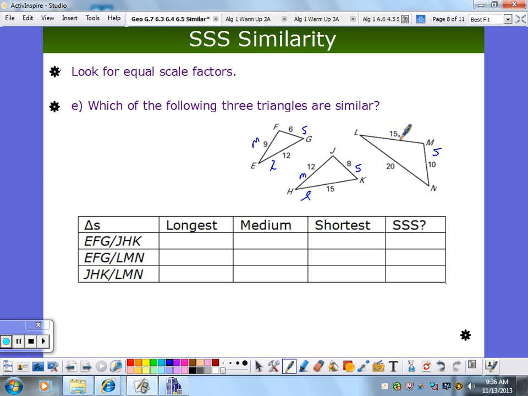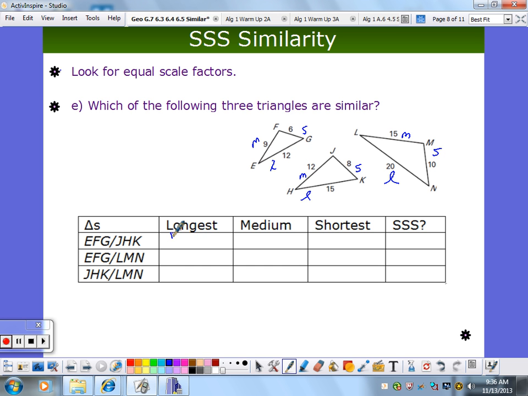Let's see, the smallest. And I'm just looking at the numbers. Hopefully I did it right. Sometimes I don't. So it's the S and the S, the M and the M, and the L and the L. Those are the things that have to be in proportion, have the same scale factor. So let's look at EFG and JHK. Now I'm looking at these two triangles. Are they similar? So let's compare long sides.